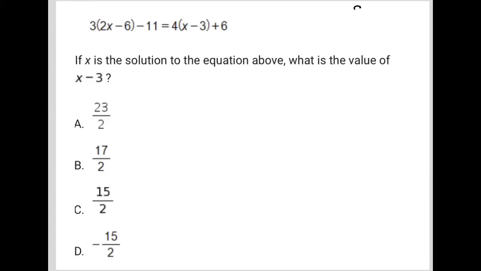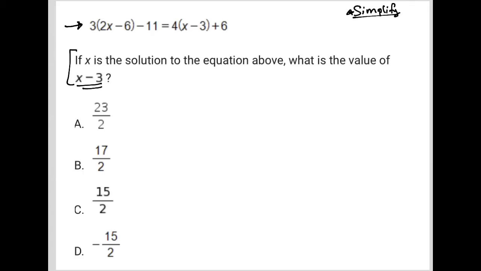So this question looks like it's going to be a simplify question. Simplify questions are typically very short, somewhere between 1 and 3 lines long. And simplify questions will always contain either an expression or an equation. So what we have here is an equation. I'm going to read this question. It says, if x is the solution to the equation above, what is the value of x minus 3?